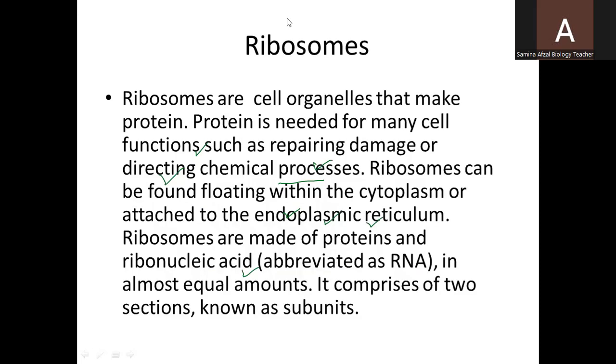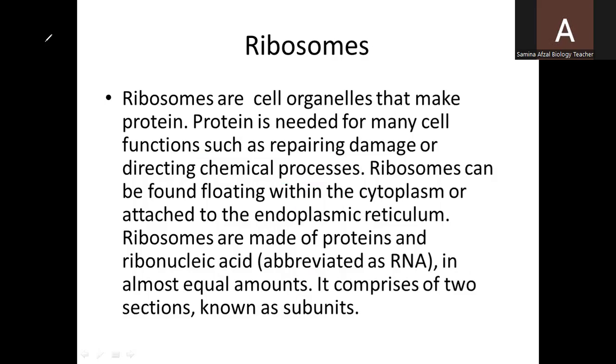Now the next organelle, a very important organelle involved in protein synthesis: the ribosomes, which make proteins. Why does protein formation take place in the cell? Why does the cell need protein? Because protein is needed for many cellular functions, such as repairing damaged tissues, repairing damaged cells, repairing lost or damaged parts, and directing chemical processes as well.